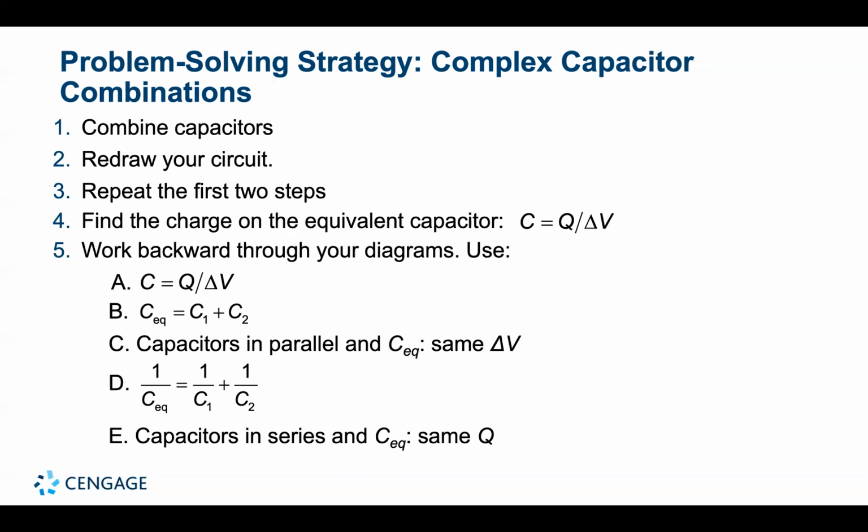Work backwards through the diagrams to the original one. Find the charge and voltage drop across each capacitor along the way. To do this, we look at the capacitor equation, the equation for capacitors in parallel. The capacitors in parallel all have the same voltage differences as does their equivalent capacitor.